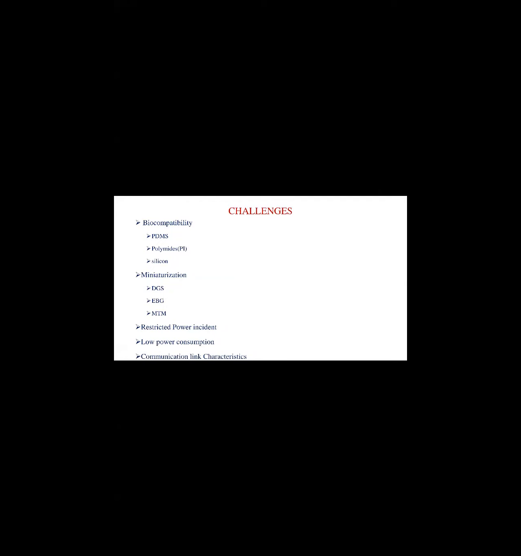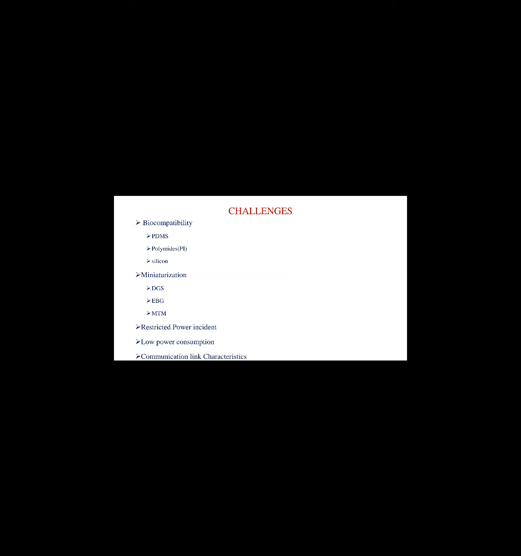While we are designing any implantable antenna, we have different challenges. The first one is biocompatibility. Why do we consider biocompatibility? We should avoid the maximum reflection from that patch antenna. Over the substrate, we have a patch. Over the patch, we should have some superstrate.